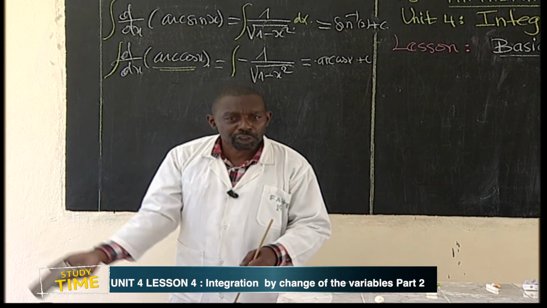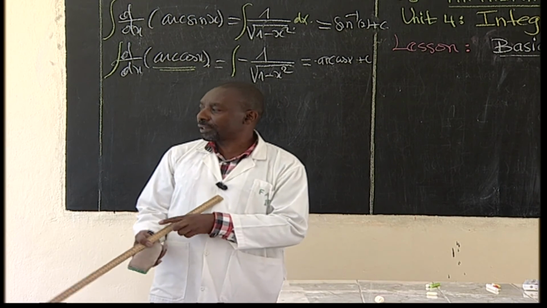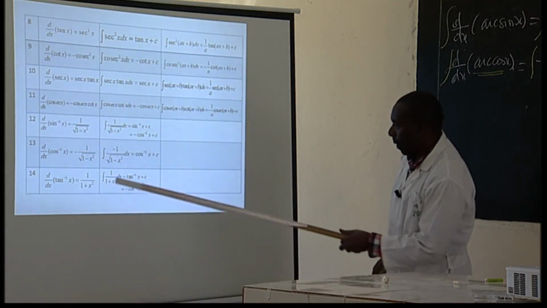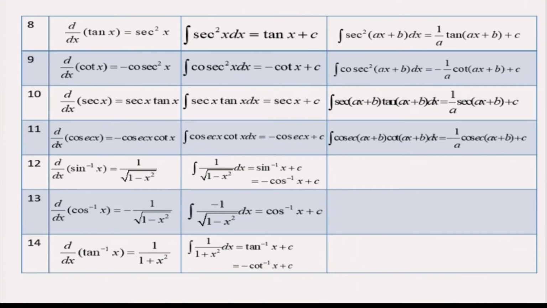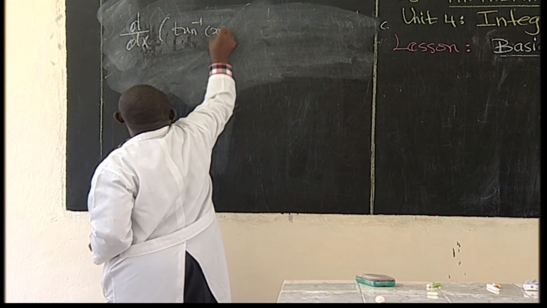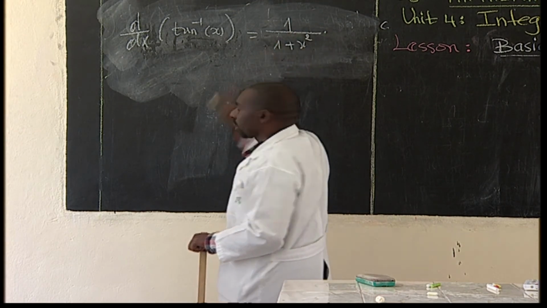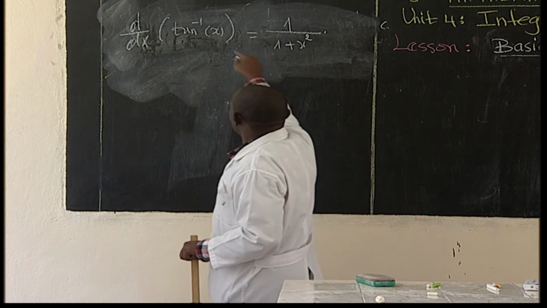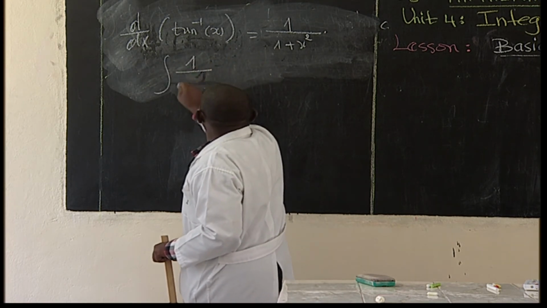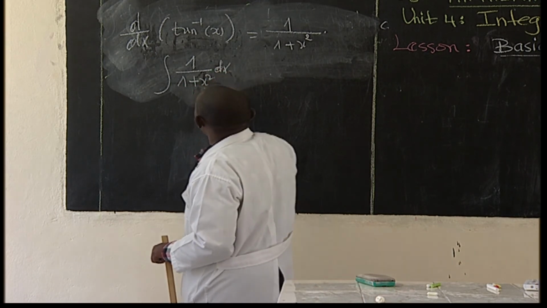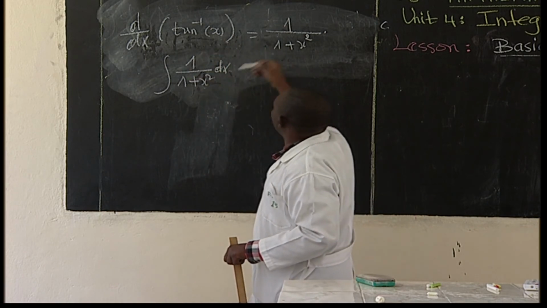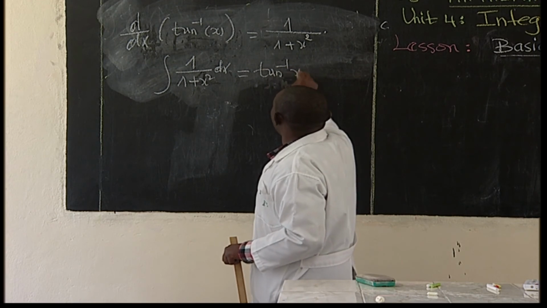We need more classification. We can continue. The formulas are these, 12 and 13. But yes, we have also 14. Let me give you that formula, then I give you an activity. You know that the derivative of tan inverse of x, this is arctan of x, is equal to 1 divided by 1 plus x squared, isn't it? Then the integral of 1 over 1 plus x squared dx, of course, the function which has been differentiated to give this is tan inverse of x, plus c.